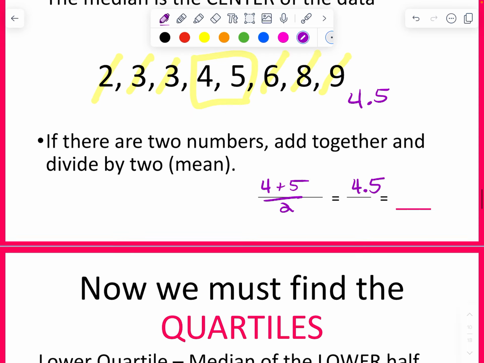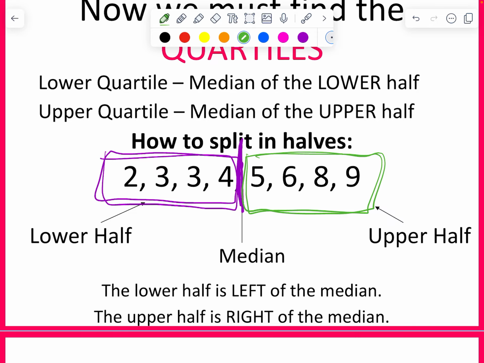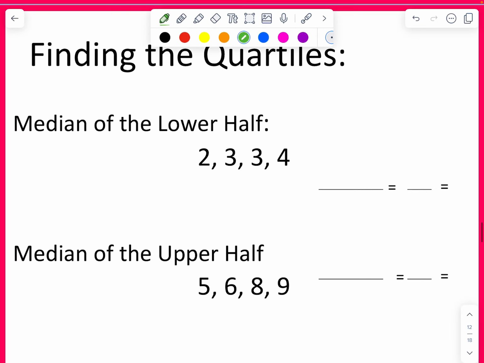Now we have to find the quartiles. Okay, so the quartiles are the hard part. The lower quartile is the median of the lower half. The upper quartile is the median of the upper half. So we're going to draw a line where the median would be. Great. The median of this half is Q1. The median of this half is Q3.